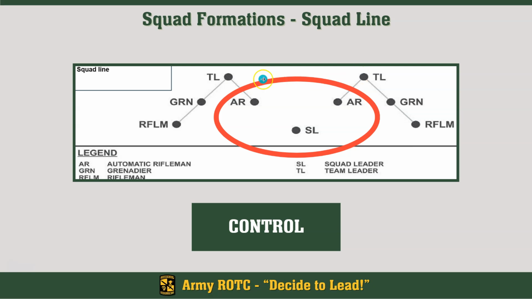Now the team leaders will be in the front, and you can imagine that this is moving forward this way. A lot of people will get a squad line and a squad file mixed up because we typically think of lines as following the person in front of you. In this case, a line is left to right, moving forward. And again, you'll see that these wedges mirror each other.